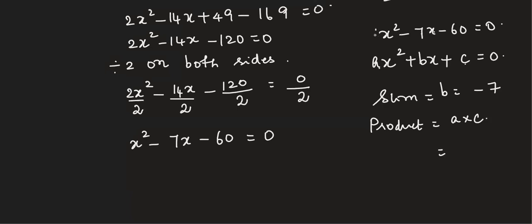So here the coefficient of x square is 1. So 1 into what is the constant term here? Constant term is negative 60. So 1 into minus 60 will become minus 60. So I'll have to find two numbers whose sum will be negative 7 and whose product will be negative 60.